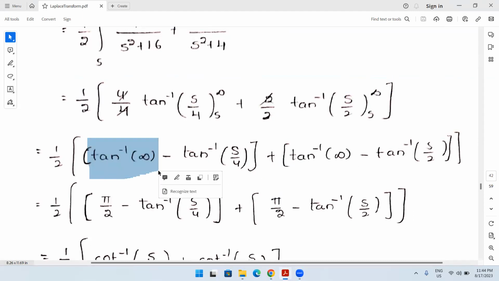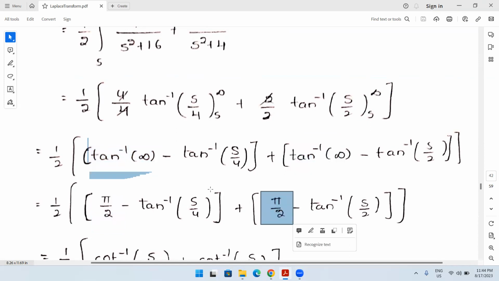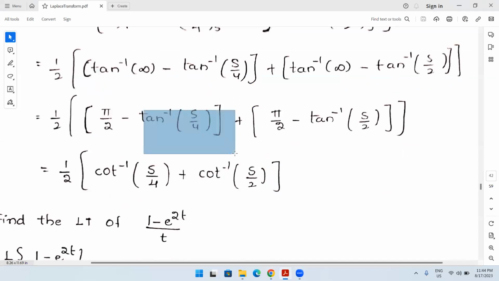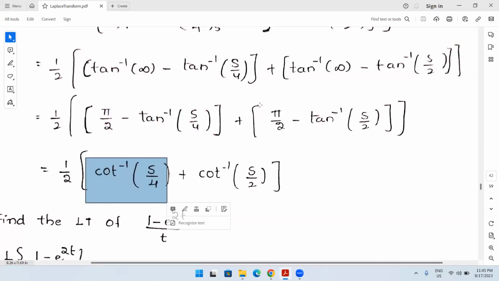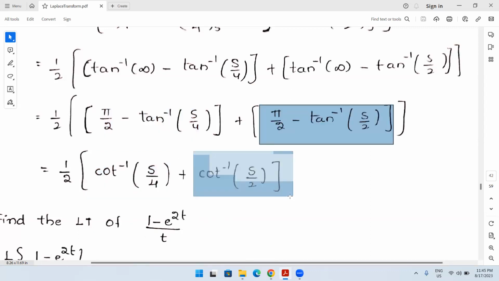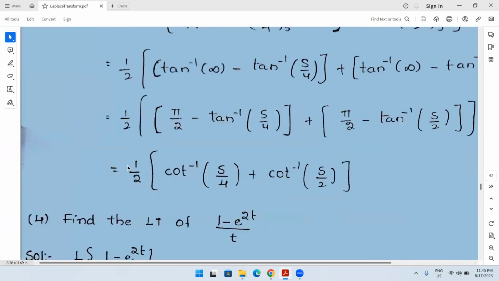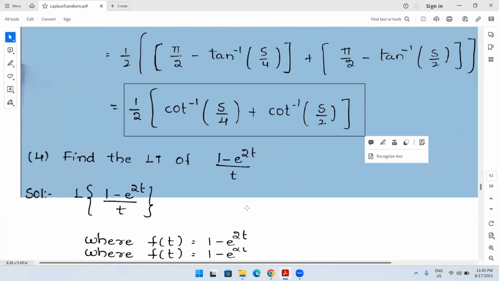What is tan inverse infinity? It is pi by 2. The remaining terms as it is. And next, pi by 2 minus tan inverse is nothing but cot inverse. Here also pi by 2 minus tan inverse is nothing but cot inverse. So we get the final answer as 1 by 2 cot inverse s by 4 plus cot inverse s by 2.